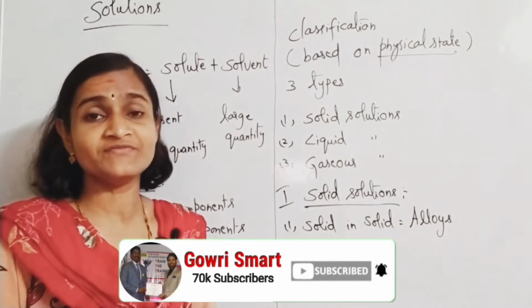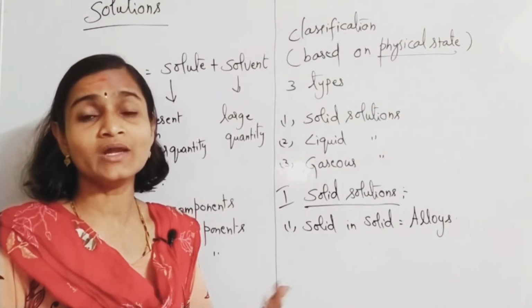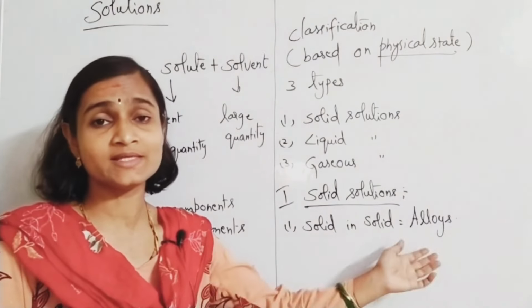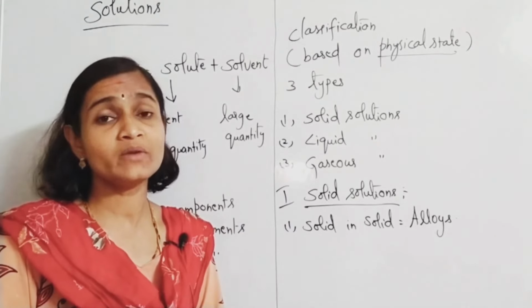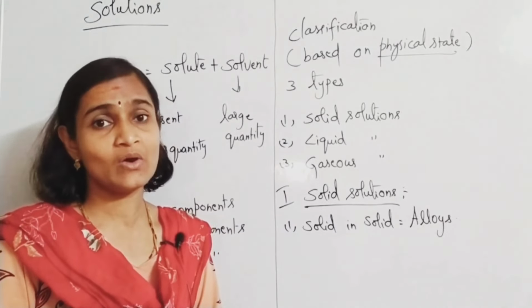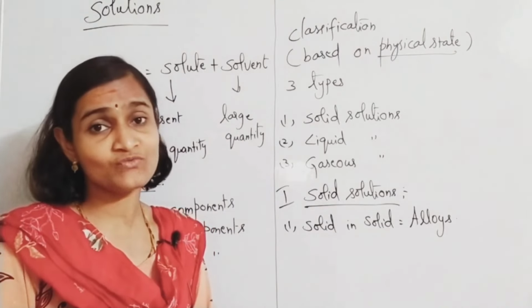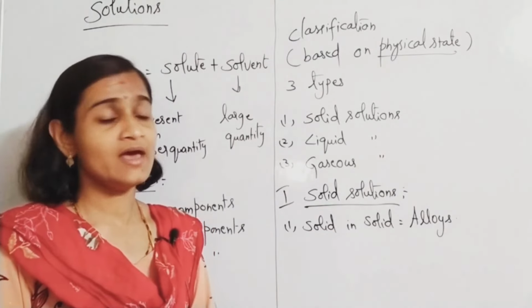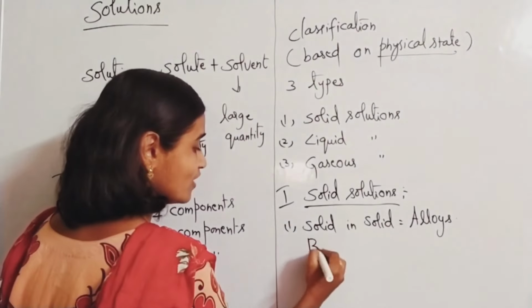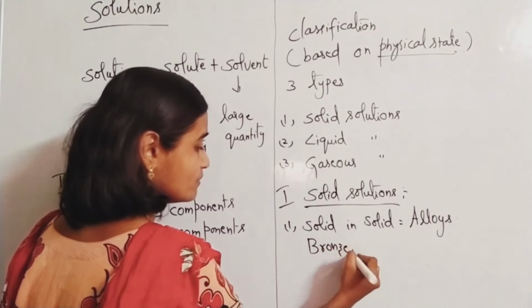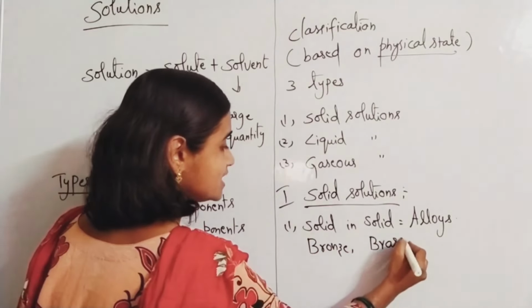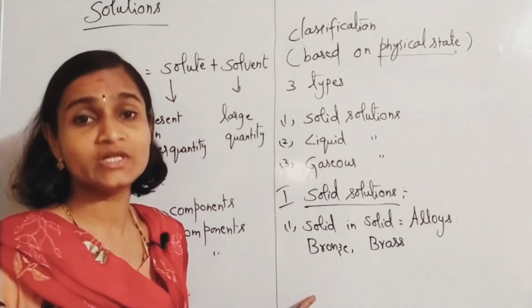Two or more metals, if they are mixed with each other, then you call it a solid solution. Alloys: a mixture of two or more solid metals, like bronze. Bronze is an alloy of what? Copper and tin. Similarly, brass is an alloy. Bronze, brass, all these are called solid solutions.